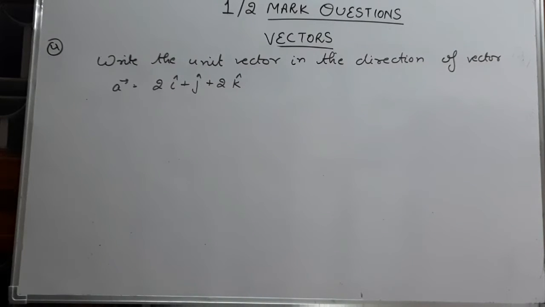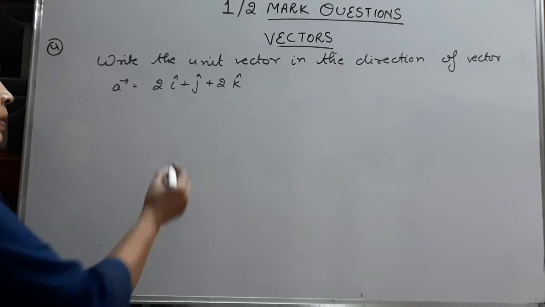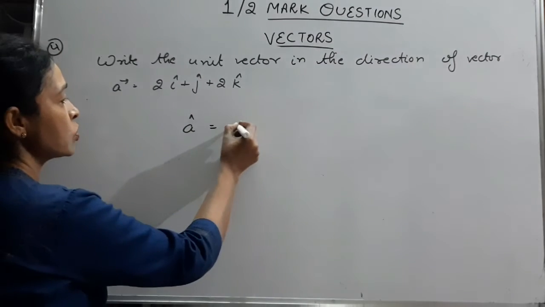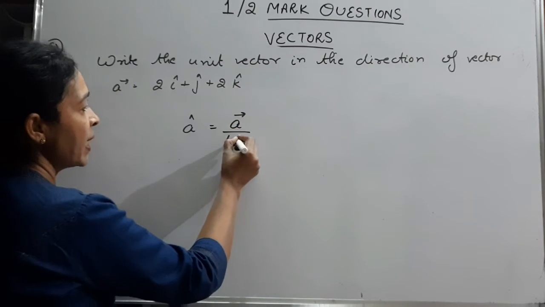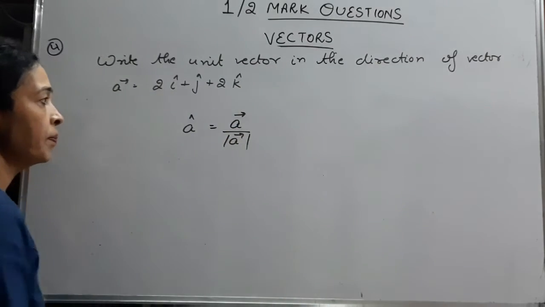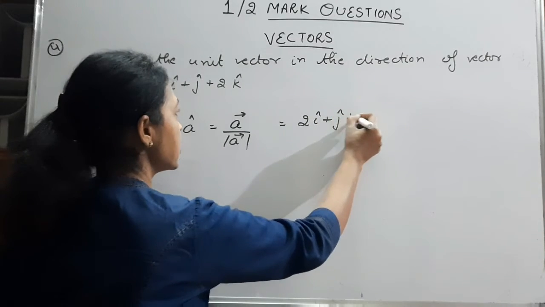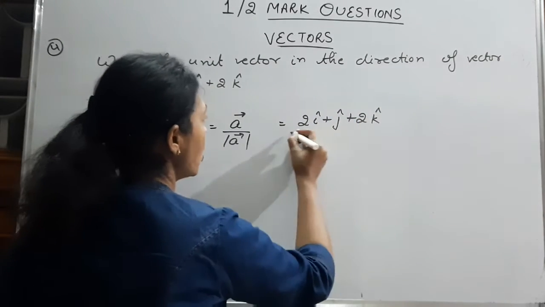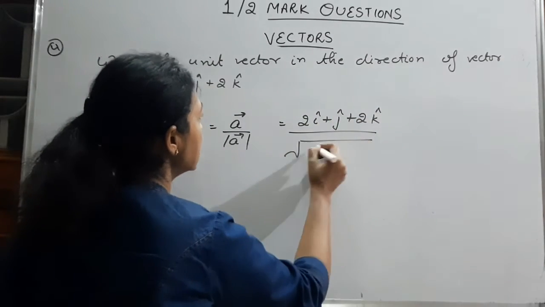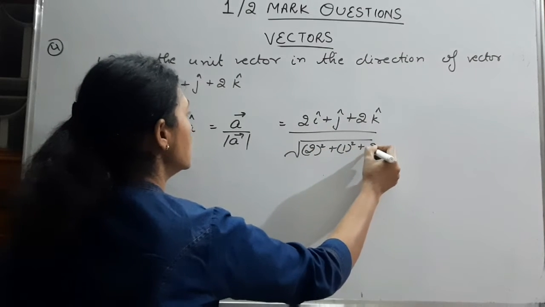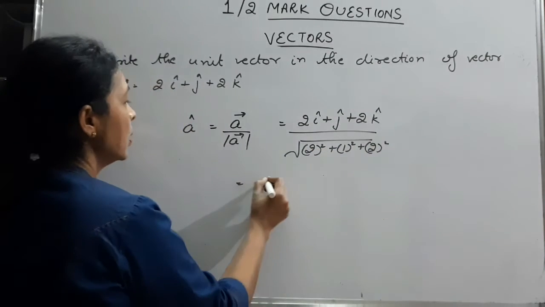Write the unit vector in the direction of vector A, 2i cap plus j cap plus 2k cap. We have to find the unit vector A cap, which is equal to vector A upon magnitude of vector A. Vector A is 2i cap plus j cap plus 2k cap upon the magnitude of vector A, which is 2 whole square plus 1 square plus 2 whole square.